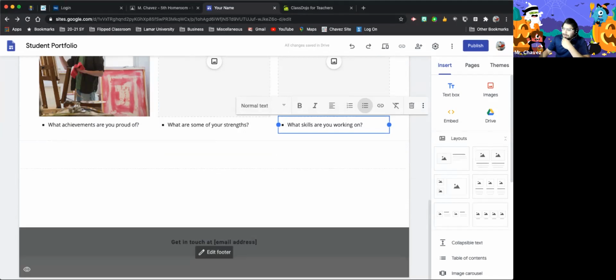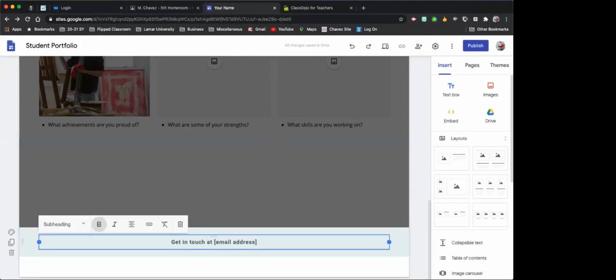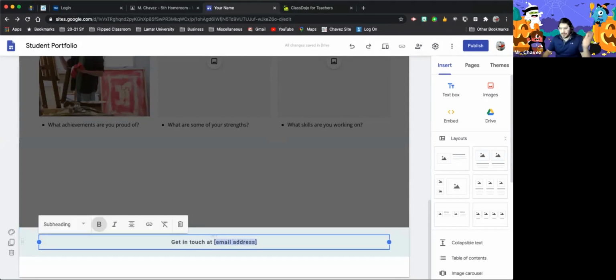And right here, where it says get in touch, if you go here, you can add your email address. Your email is going to be the one you log into school with. So the way you log into school, there you go. And that's it.